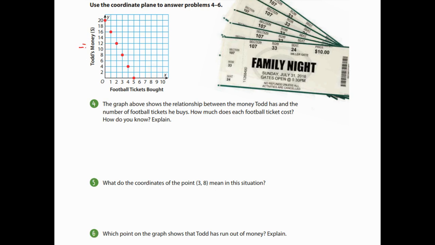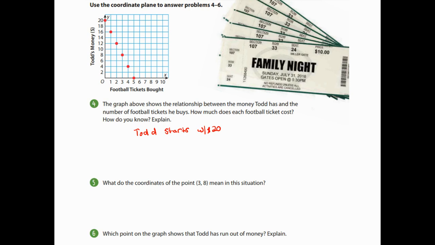So over here we see Todd's money, and over here we see football tickets bought. So we see that Todd starts, right? So at 0 here, at the origin, Todd starts with $20. All right, so I just wanted to point that out before you guys got going. So go ahead and try to answer these questions to the best of your ability, and then let's come back and check our answers.